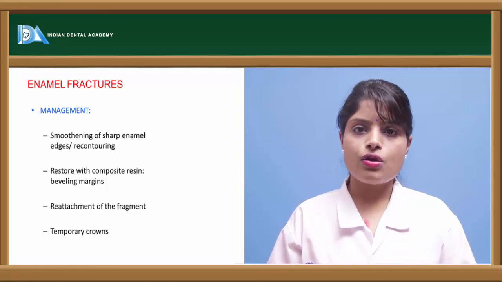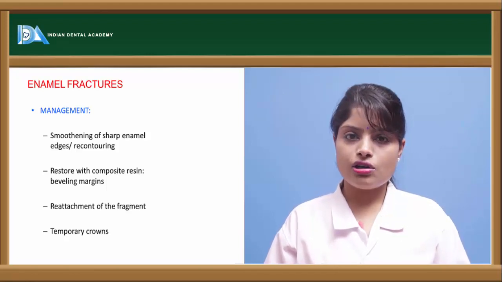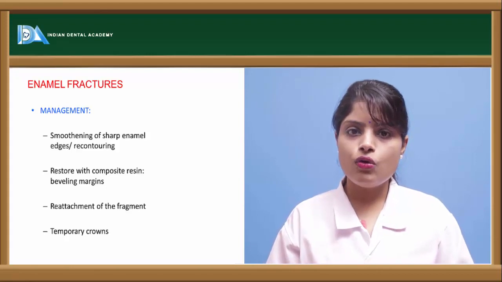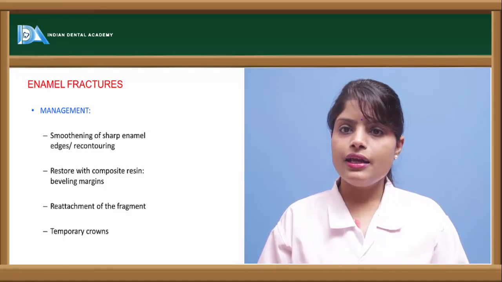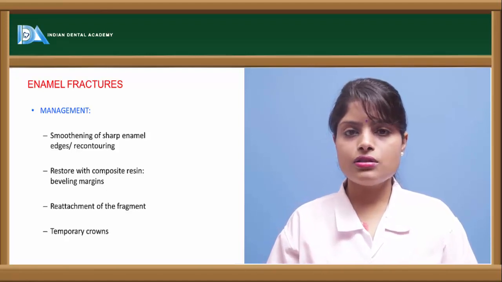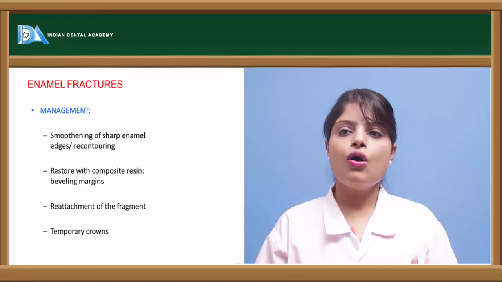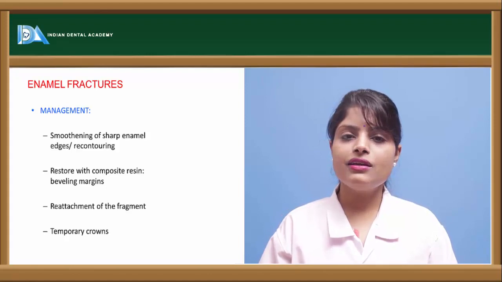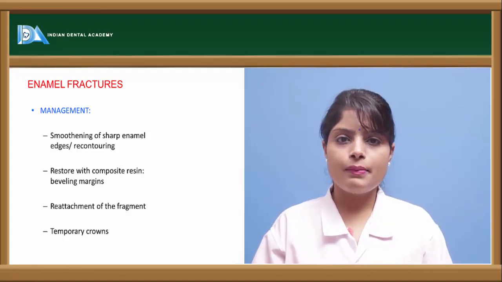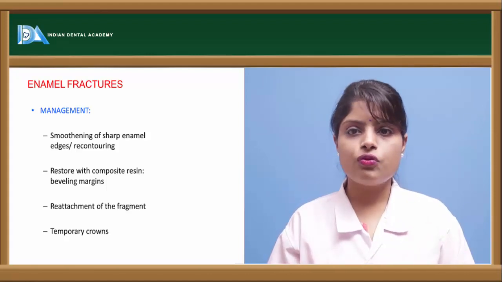If the loss of enamel is more, or a major part of the enamel structure is lost, we go for reattachment of the lost fragment. For example, if the patient brings the lost fragment, we can reattach it to the enamel by means of composite resin. Even temporary crowns can be given in place of enamel, like porcelain fused to metal, or even veneers can be placed for aesthetic results.